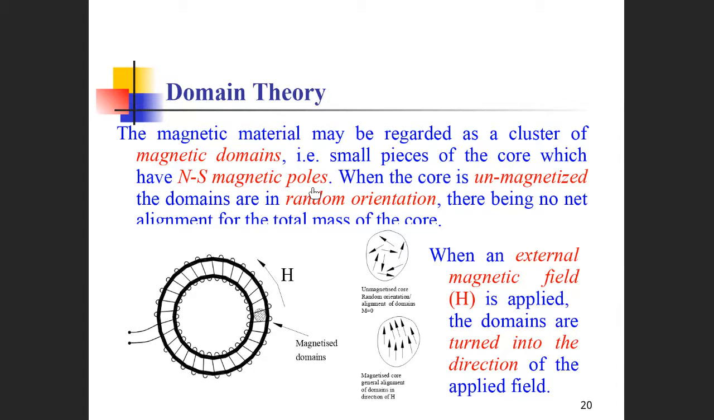After that, even if we increase the strength of H continuously, no more small poles are available to align with the direction of H. That's the saturation. So that's why there is a so-called nonlinear relationship between the magnetizing force H and the produced magnetic field B.